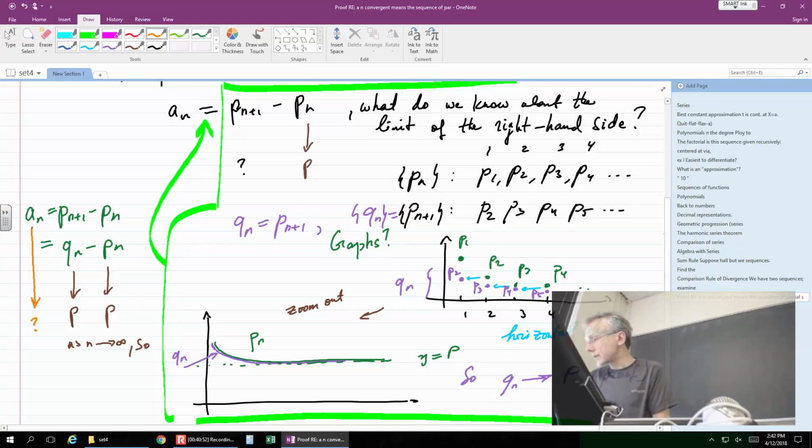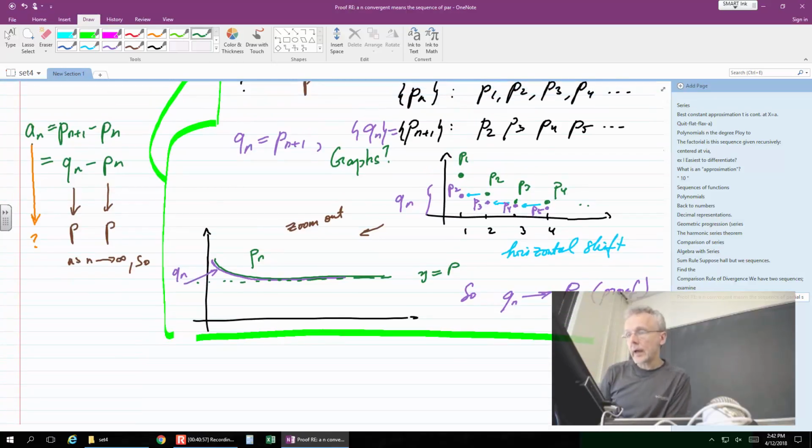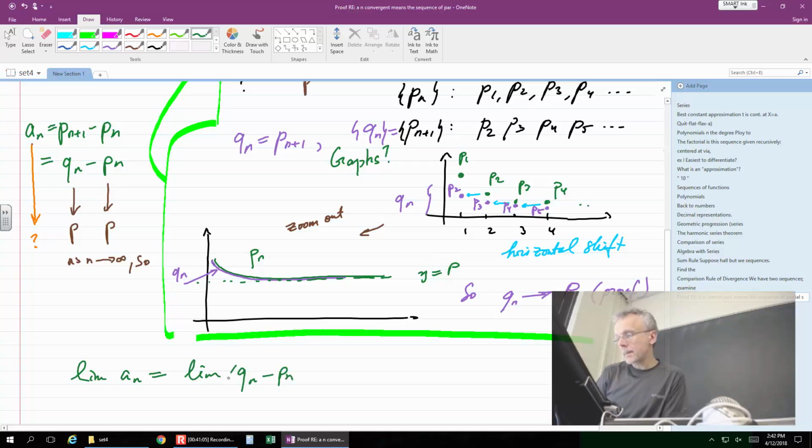Well, let's carry out this computation explicitly. So I have the limit of an is equal to the limit of qn minus pn. At this point, I want to split the right hand side. So how do I split it?